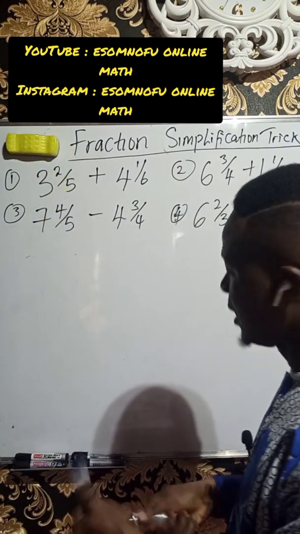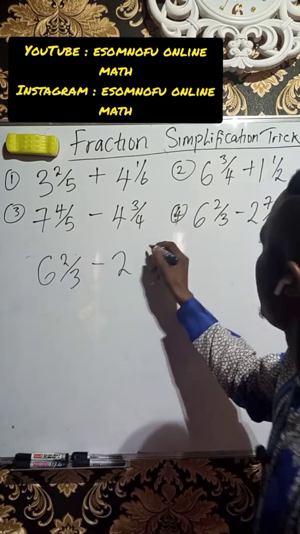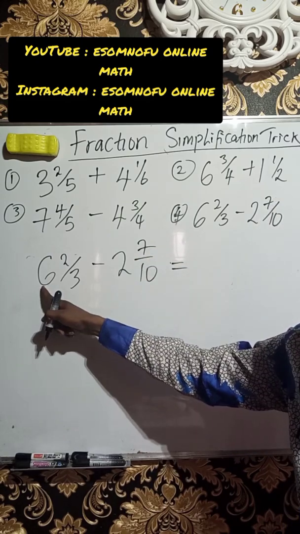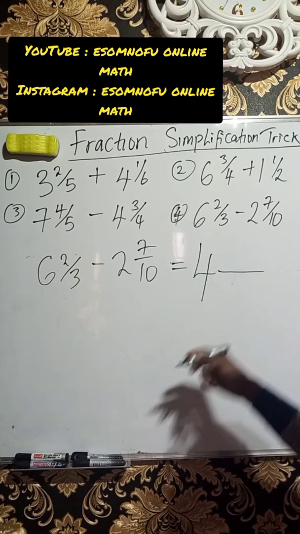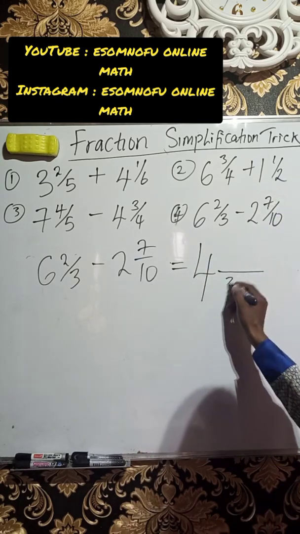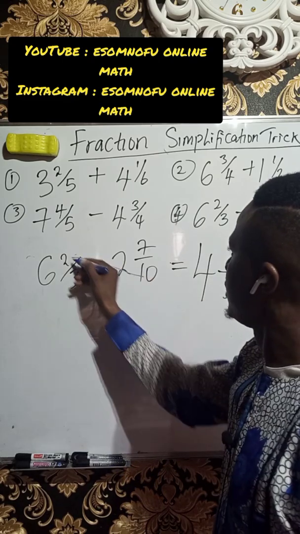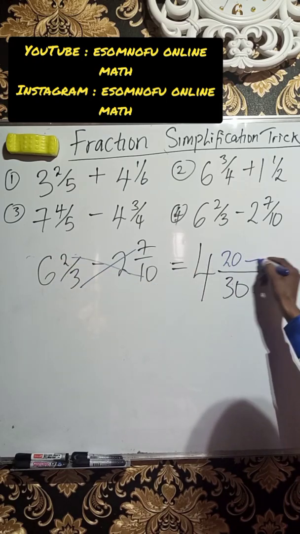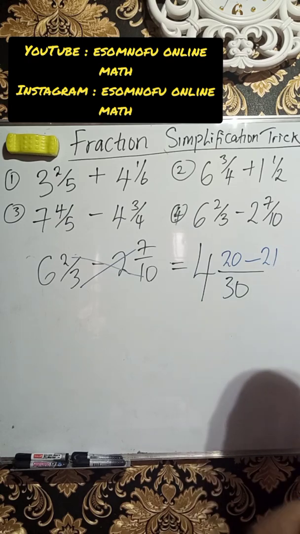In the last one, we'll have 6 whole number 2 over 3 minus 2 whole number 7 all over 10. As usual, you say 6 whole number minus 2 whole number. That will give us 4 whole number. You draw a line. 3 times 10 is 30. Okay. Then you cross multiply as usual. 10 times 2, 3 times 7. 10 times 2 is 20 minus 3 times 7 is 21. Unfortunately, you cannot remove 21 from 20. Then you must go and borrow.